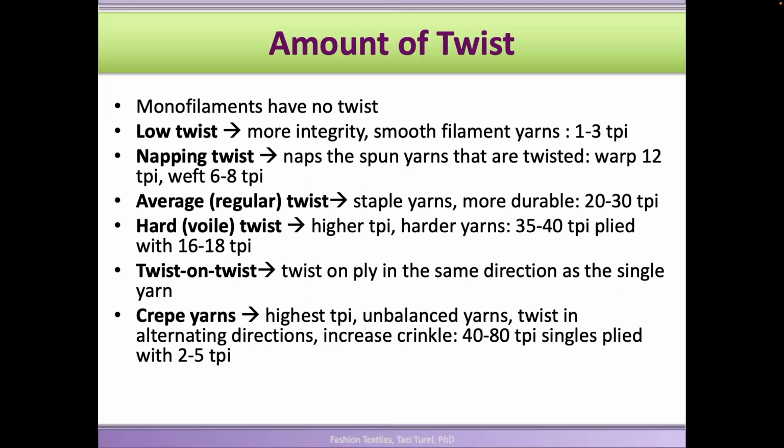If you go a little bit higher TPI, especially for harder yarns, we call it a hard twist or voile twist that can be 35 to 40 TPI. Twist on twist means you twist the ply in the same direction as the single yarn. So you have two single yarns that are already twisted, and then you use the same twist direction and create a two ply yarn with those yarns. Crepe yarns have very high TPI, 40 to 80 TPI in general. These are unbalanced yarns and they create crinkle fabrics.